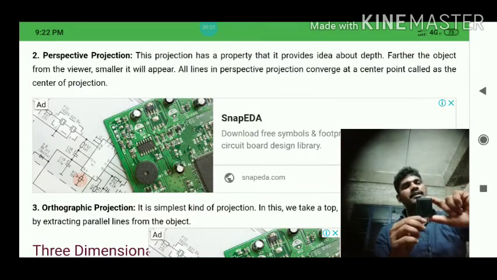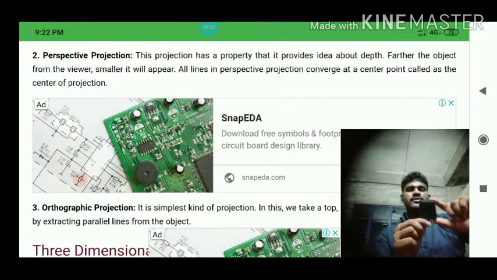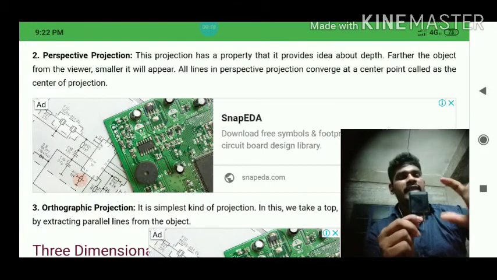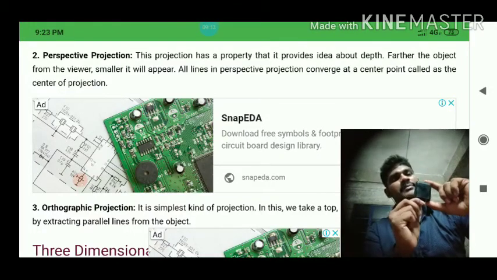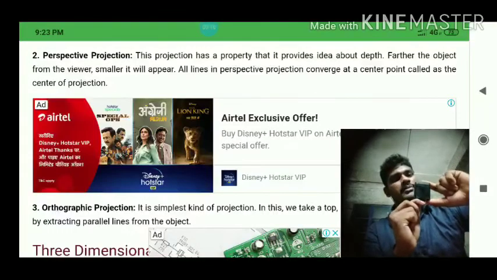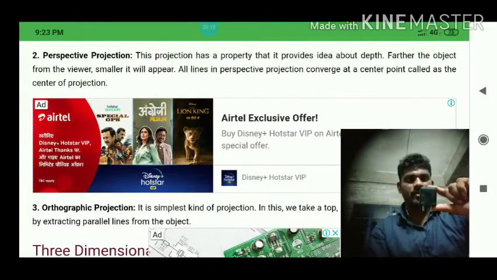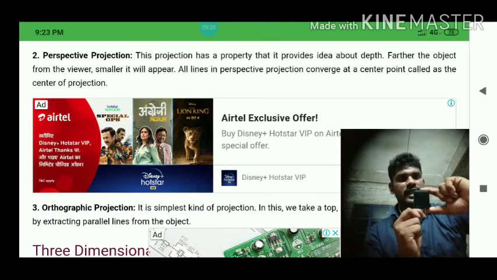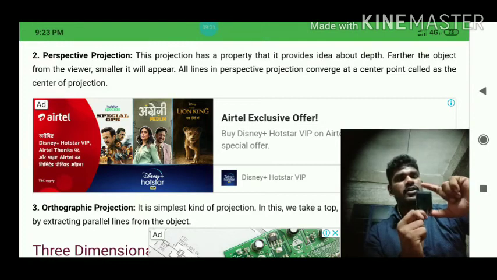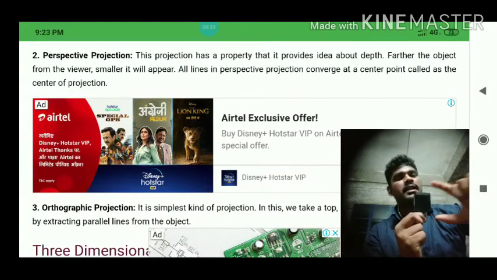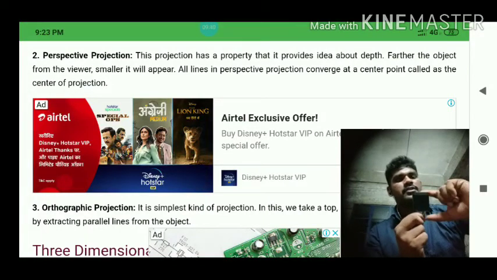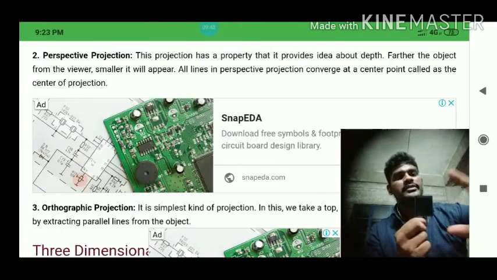So we draw the height of the object exactly. What is the advantage of using parallel lines? We can measure the object with exact measurements, because the distance between the top and the bottom is the height of this object, and we can measure it. So this is called parallel. Based on these parallel lines, we can draw the object on the screen.